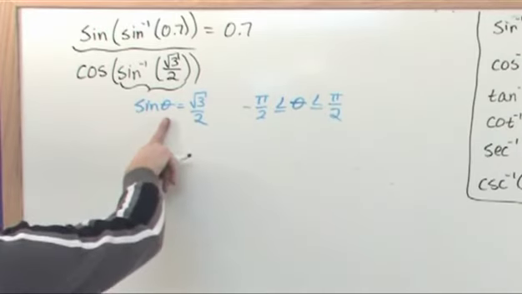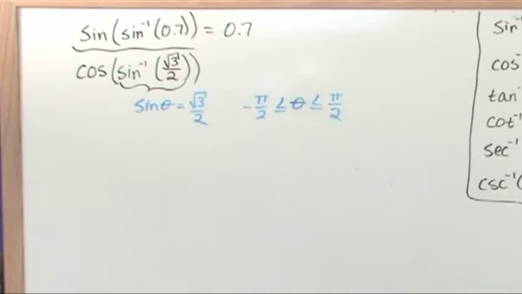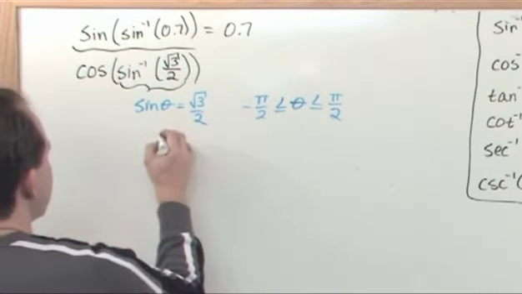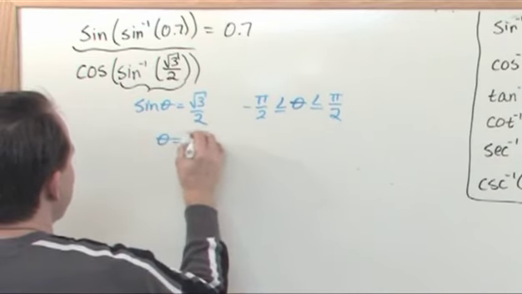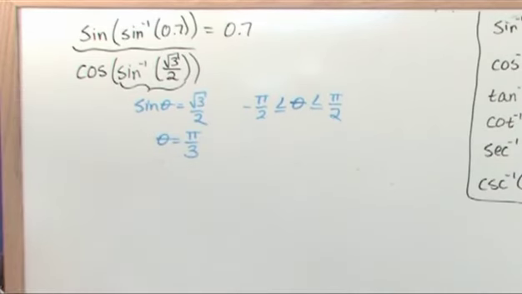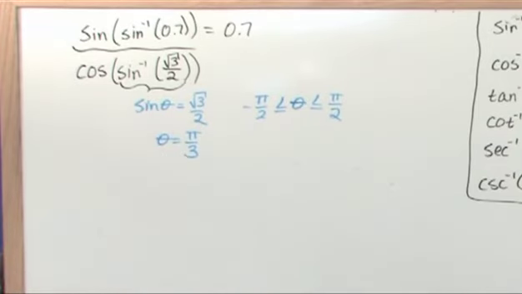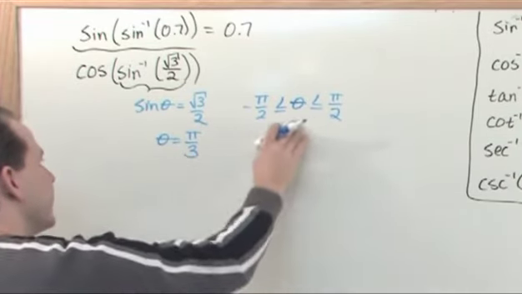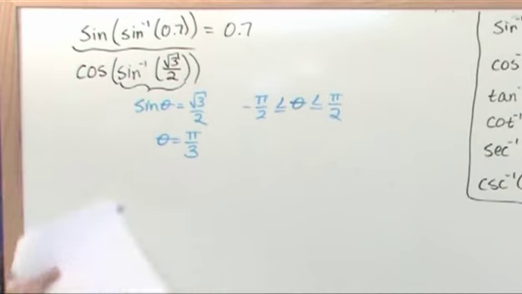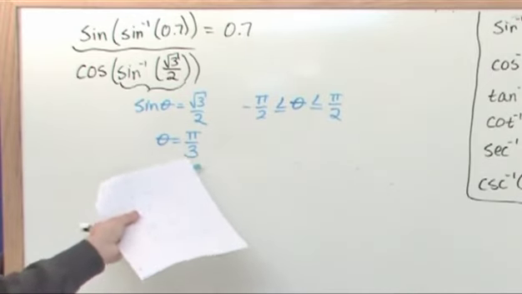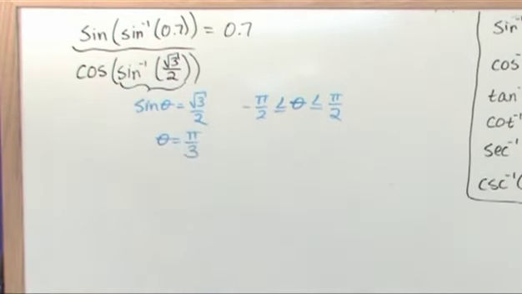So what angle, when I take the sine of it, is going to give me the square root of 3 over 2? Well, I think you can convince yourself it's just going to be pi over 3, because this is like 60 degrees, and sine of 60 degrees is square root of 3 over 2. This angle does fall in this range, and that's what you would get if you put it in a calculator.